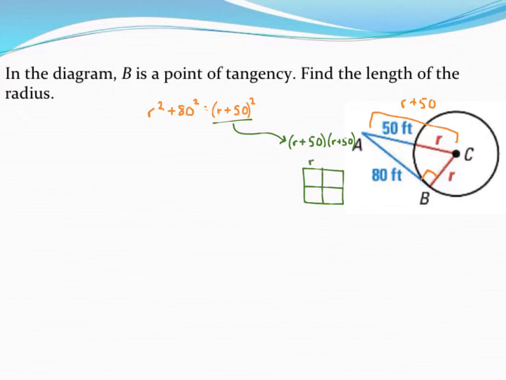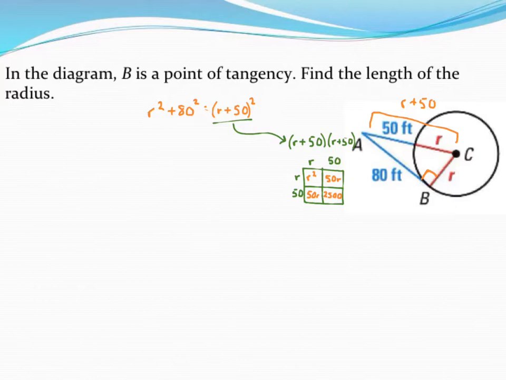and then outside of the box, I'm going to write what I'm multiplying together. So r and positive 50, and then r and positive 50. And I'll fill out the box by multiplying rows and columns together. For example, r times r is r squared. 50 times r is just 50r. Down here I've got another 50r. And then finally, 50 times 50 is 2,500.